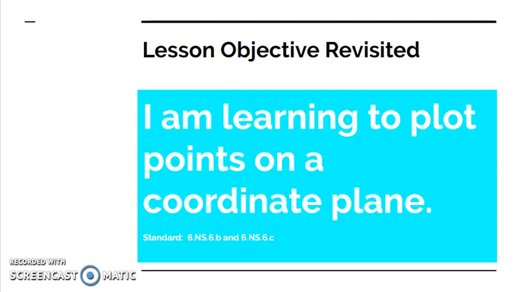Let's review our lesson objective again. I'm learning to plot points on a coordinate plane. Remember that you've got some examples that you should have written down. You've got some notes that you took about the quadrants and the values that are in each quadrant. You have 4 quadrants to learn this year. Remember that in ordered pairs, the x value is always going to be first.